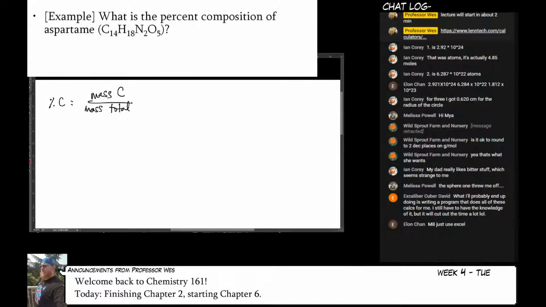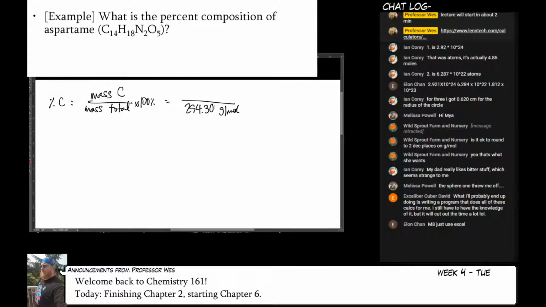If I can find the right window. There we go. So C14, H18, N2O5. Wes, why aren't you showing the window on the screen? I'll tell you why in a second. All right, so the mass total would be, again, I've already forgotten the number, 294.30 grams per mole.